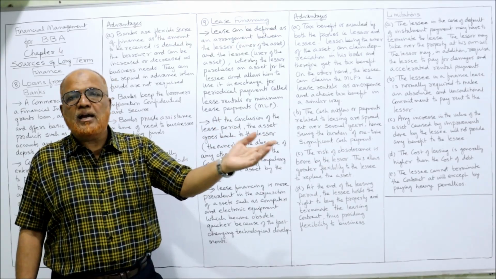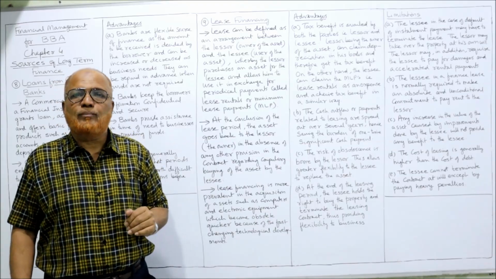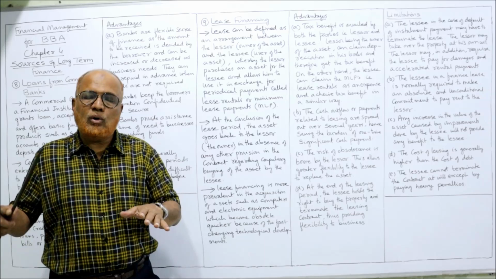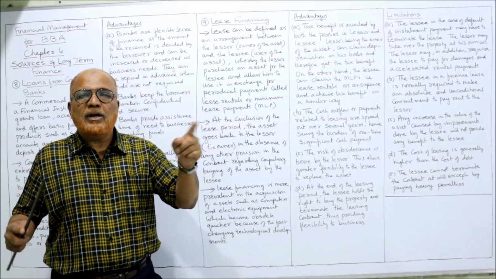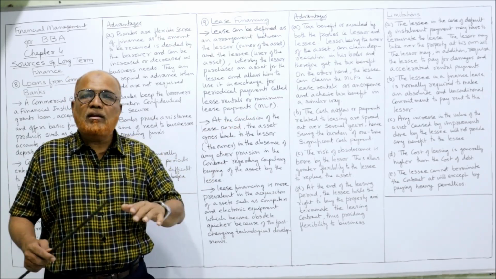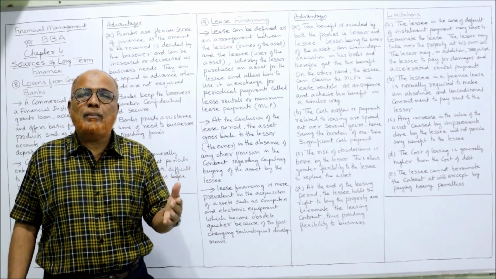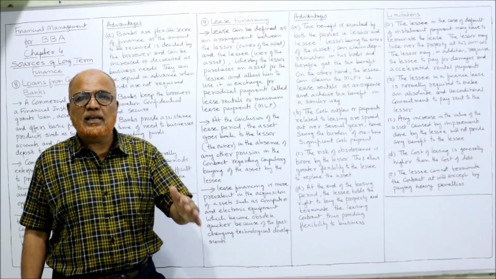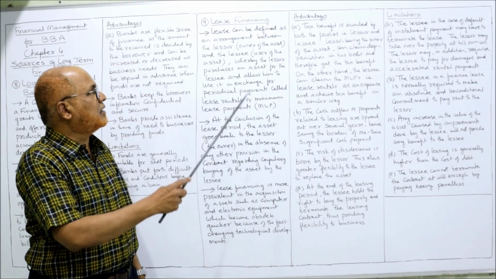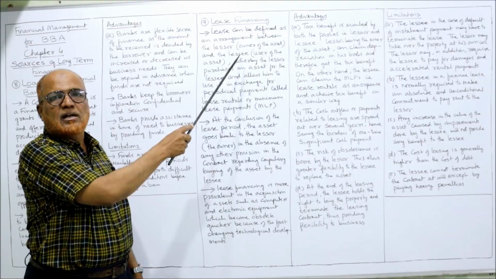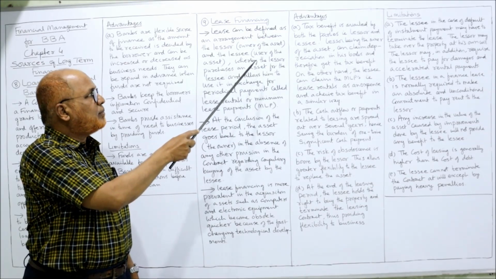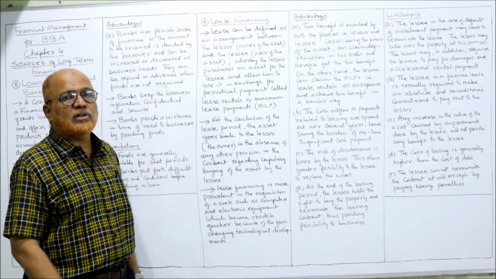They are the lessor and give the car to the lessee. The lessee can use the car. The car is owned by the lessor but used by the lessee. In return, periodical payments called lease rentals have to be paid by the lessee to the lessor. So it's an arrangement between the lessor, owner of the asset, and the lessee, user of the asset, whereby the lessor purchases an asset for the lease.